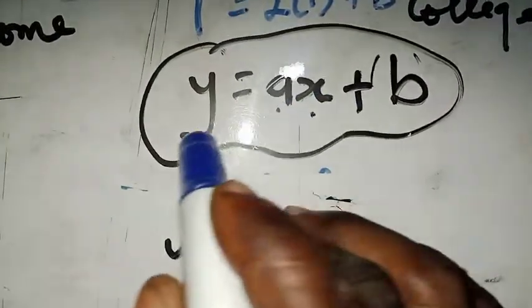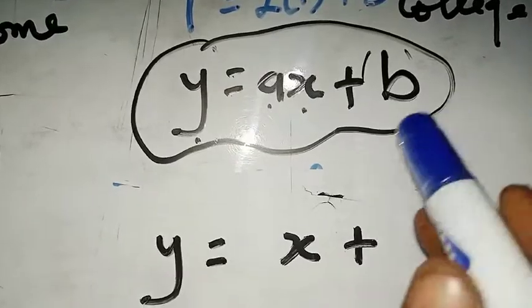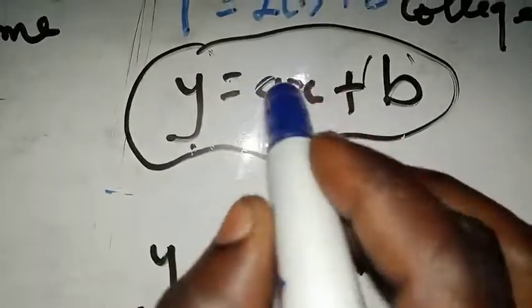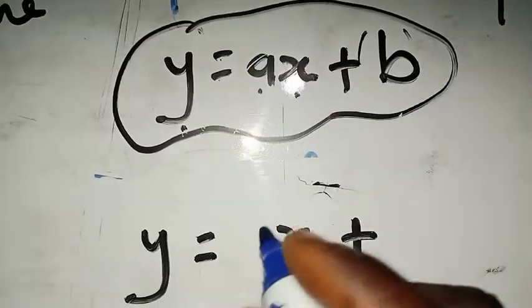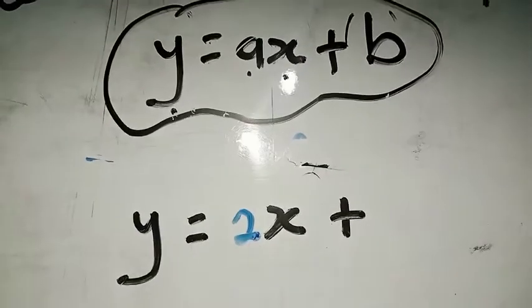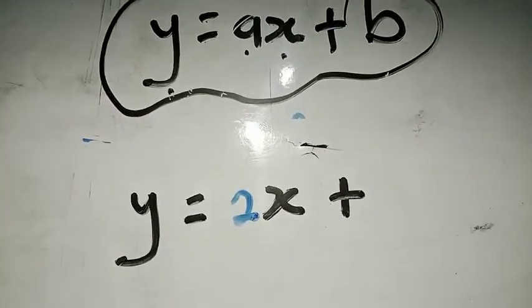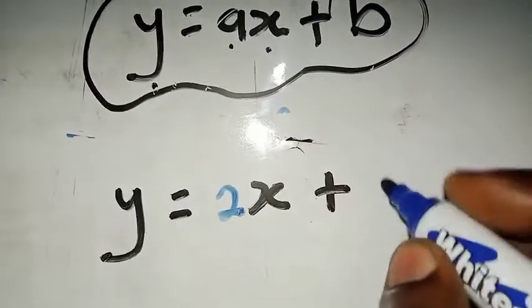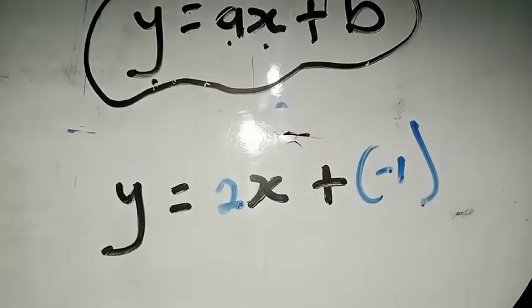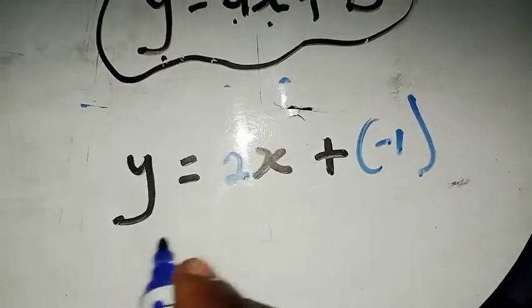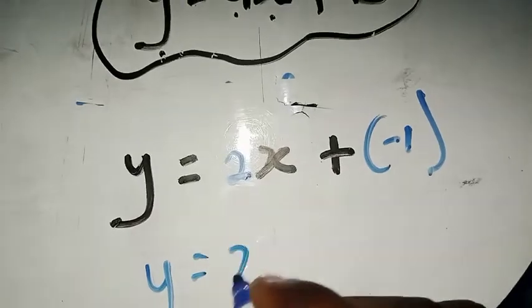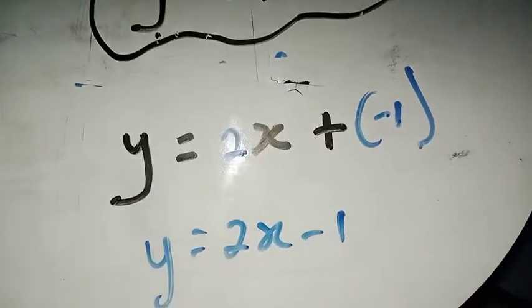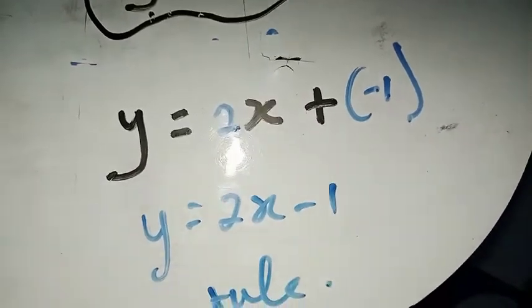So for you to write the final rule for your mapping, it is going to be y equal to, what is the a? A was 2, right? So you put the 2 here, whatever the number may be. In this case, it's 2, and then plus b. B was -1, right? So this is the rule of the mapping. If you want to rewrite it, that should be y equal to 2x and then -1, right? So this is the rule for that mapping.